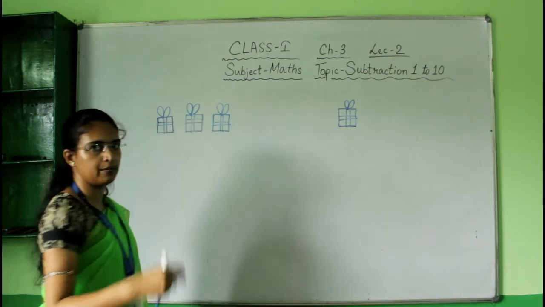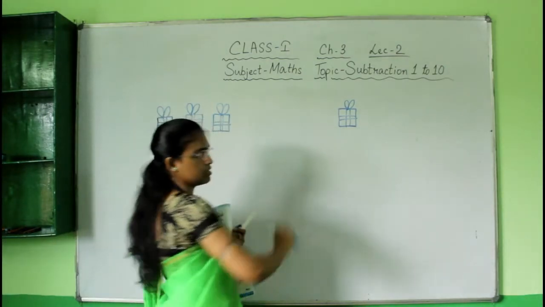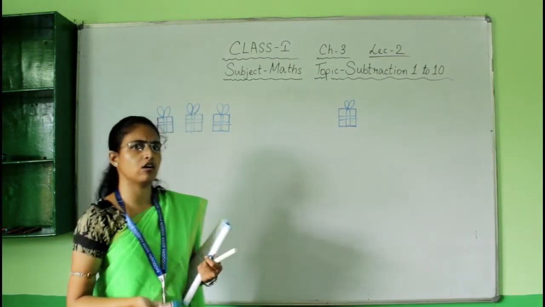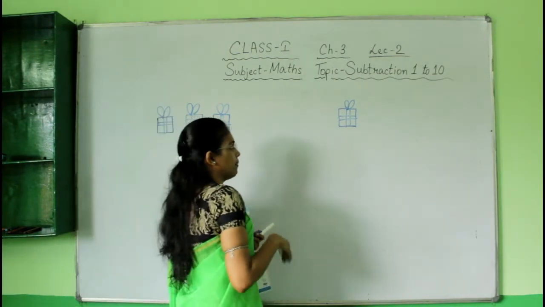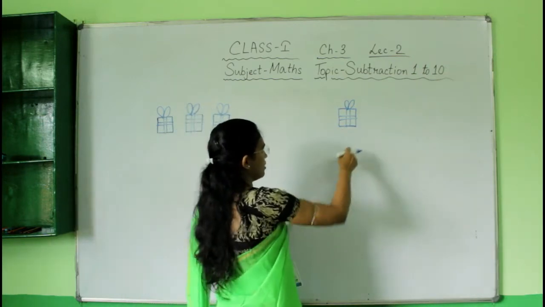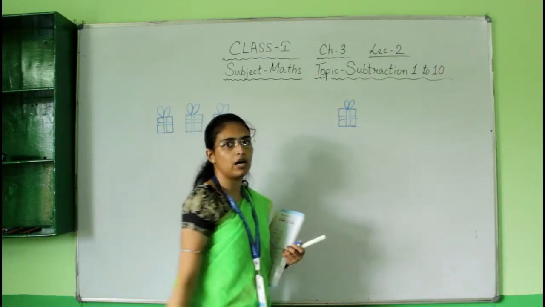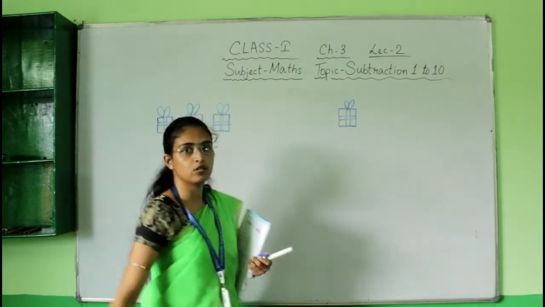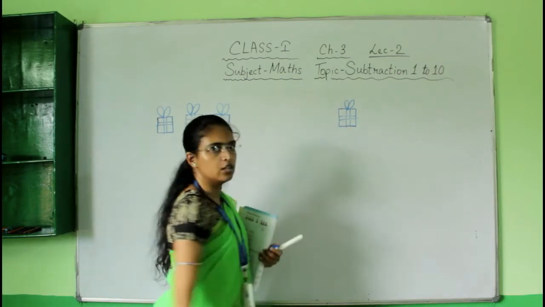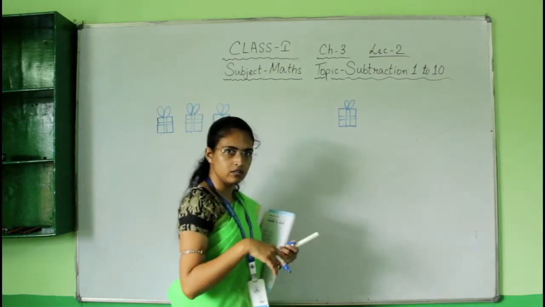So how can I make 3 gifts here? Because I have only 1 gift in this side. So how can I make 3 gifts? By addition or by subtraction? If we subtract 3, can we subtract 3 from this one gift? No, because there is only one gift, right? So what we have to do? We have to add more gifts.